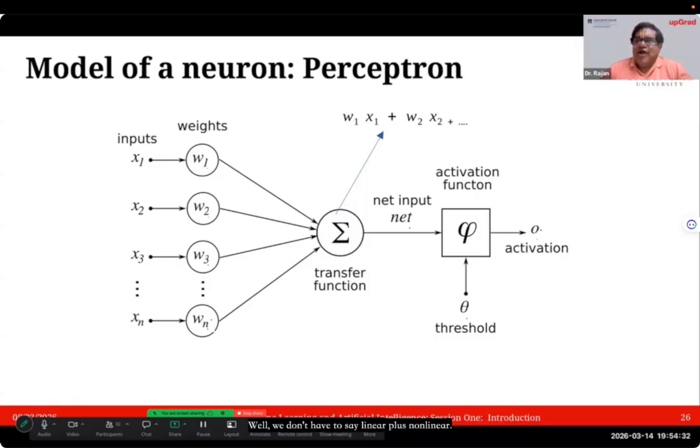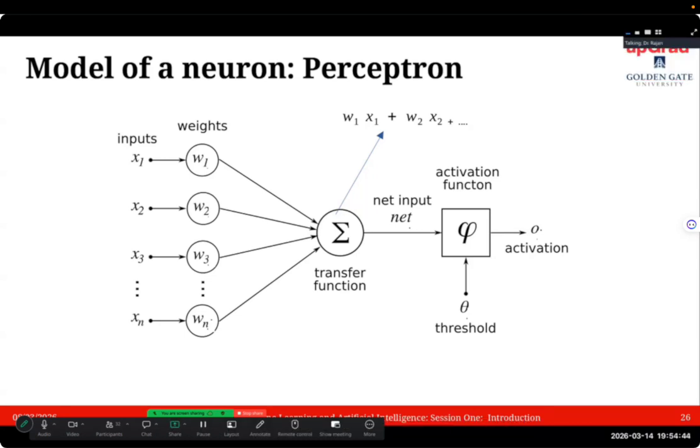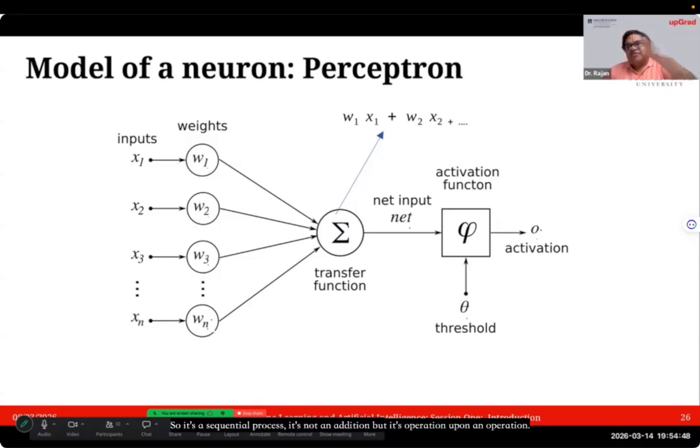Well, we don't have to say linear plus non-linear. It is a non-linear function. But how it does it is, first it does some linearity, and then over that it does nonlinearity. Yes, so it's a sequential process. It's not an addition, but an operation upon an operation.